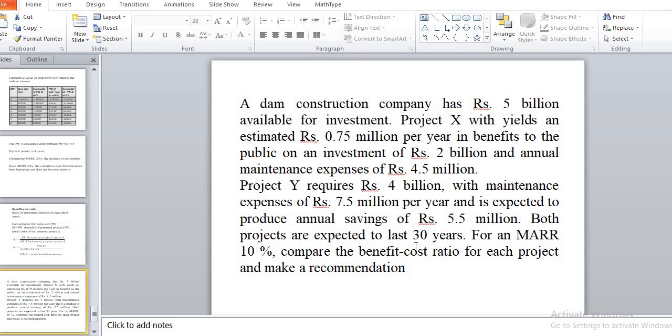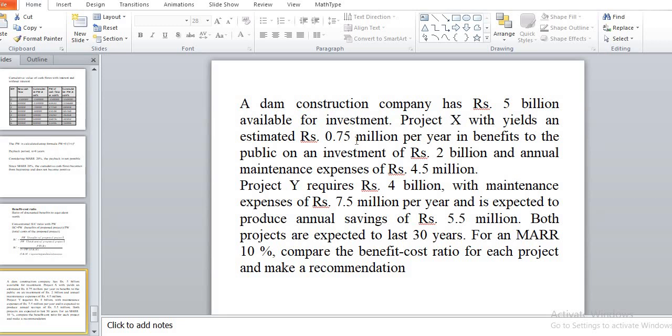So here in this example, a dam construction company has rupees 5 billion available for investment. Project X is estimated to yield rupees 0.75 million per year in benefits to the public, on an investment of rupees 2 billion and annual maintenance expenses of 4.5 billion. So one project is given. There are two projects, project X and project Y.